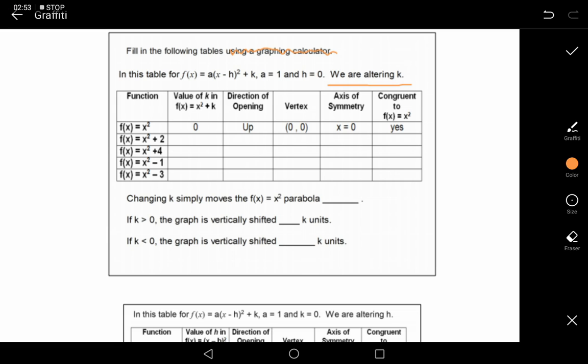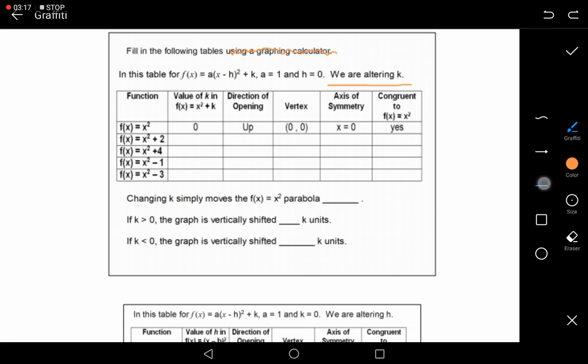Okay, so we can see our base function here is f(x) = x². So when f(x) = x², the value of k is obviously 0, right? We don't have a value for k. The direction of opening is up. So if you were to graph this function, which we will in the future, but I'm just going to draw you a little bit of a graph over here.